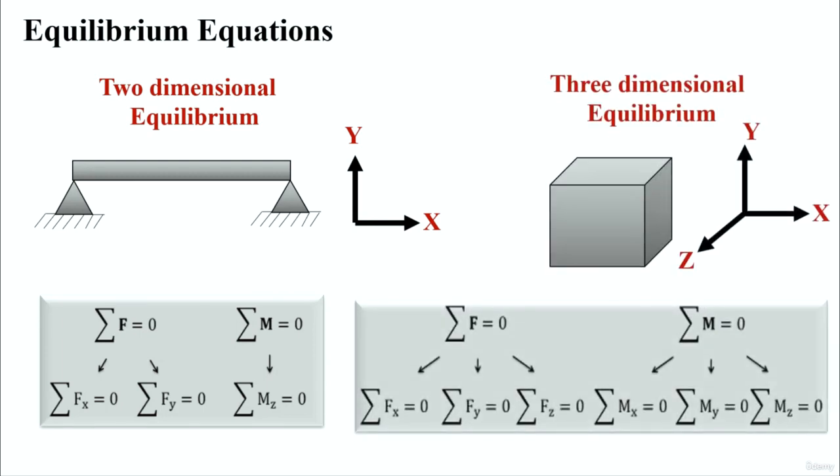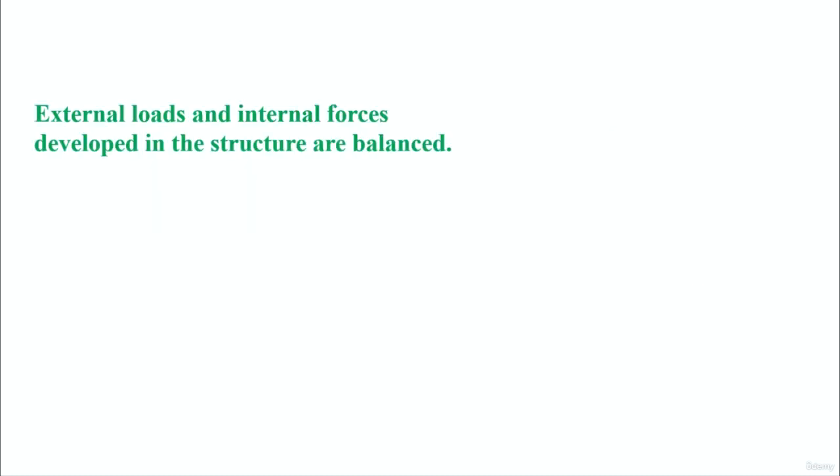When it comes to three-dimensional, we will have 6 equations, 3 equations for force and 3 equations for moment. Summation of Fx is equal to 0, summation of Fy is equal to 0, summation of Fz is equal to 0. Similarly, summation of Mx is equal to 0, summation of My is equal to 0, summation of Mz is equal to 0. As per the equilibrium equations, external loads and internal forces developed in the structure are balanced. So this is the equilibrium condition.